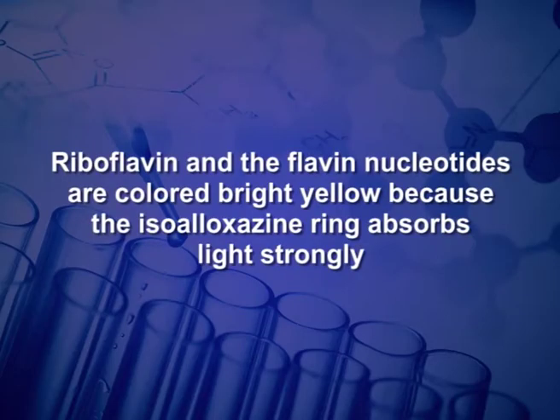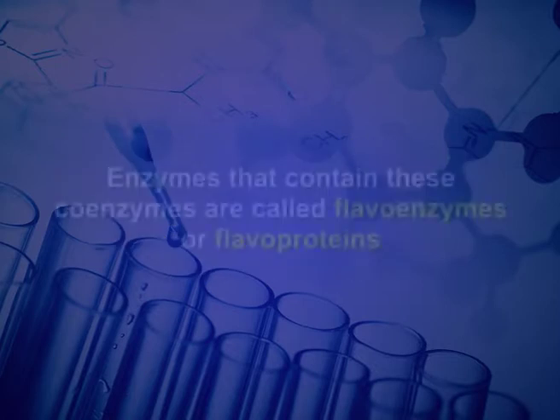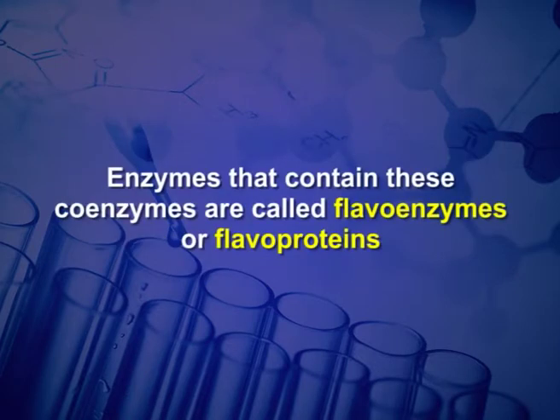Riboflavin and the flavin nucleotides are colored bright yellow because the isoalloxazine ring absorbs light strongly, in contrast to NAD+ and NADP+. FMN and FAD are prosthetic groups which remain tightly bound to their enzymes and do not shuttle back and forth between enzymes. Enzymes that contain these coenzymes are called flavoenzymes or flavoproteins.